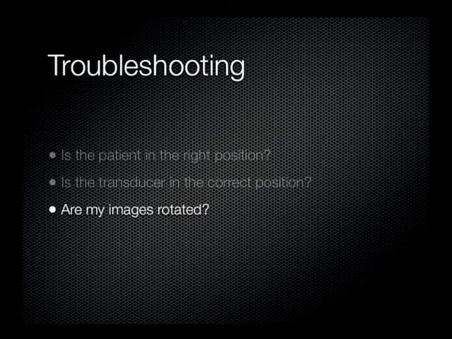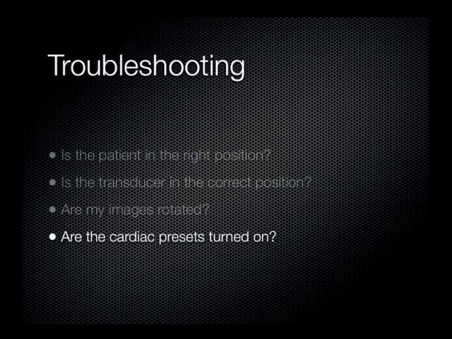Are my images rotated? Your transducer may be in the correct place, but the probe marker is not. And if your images don't appear crisp, make sure you are on the cardiac presets on your ultrasound machine and not in the abdominal presets.